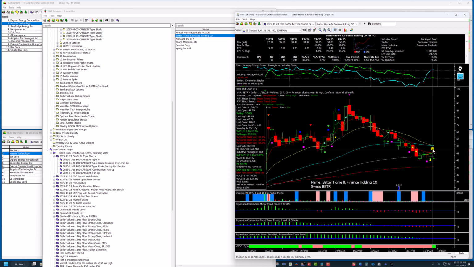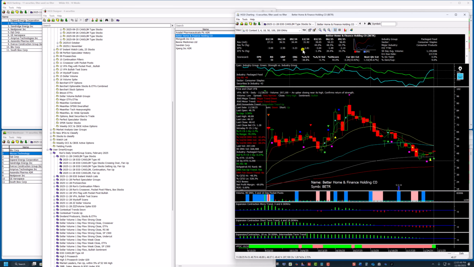But it's just a mathematical formula, and I'd love to be able to see the 18 expanding, but we don't have that capability in a filter. So the fan is still up. You can see that there are several VPA flags here as this is setting up.